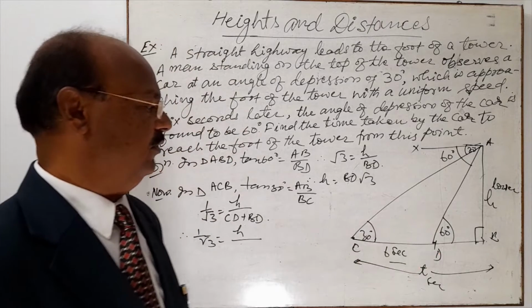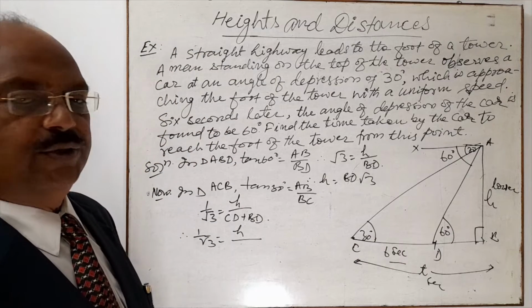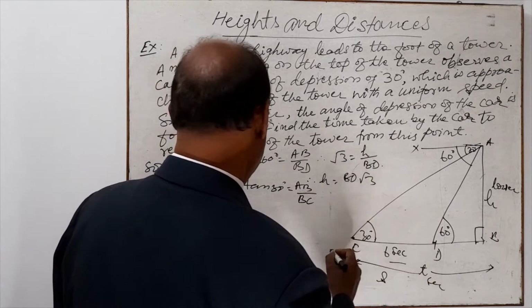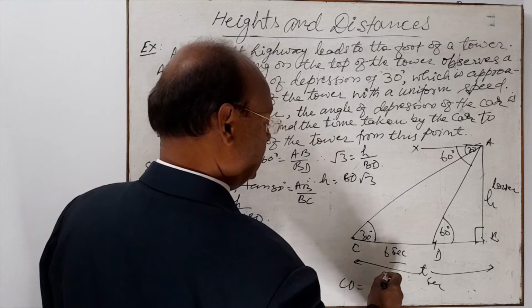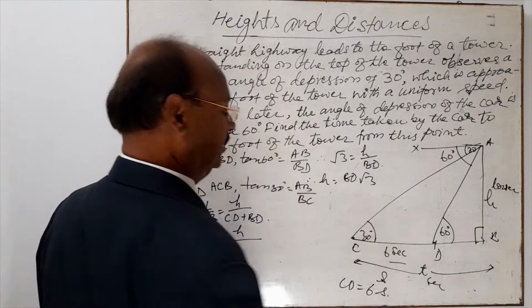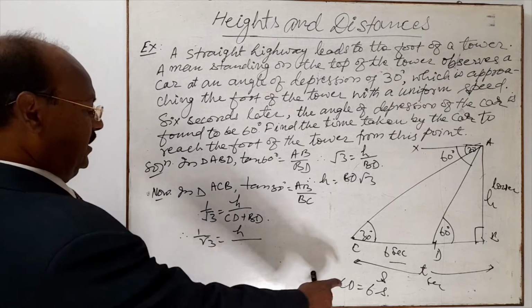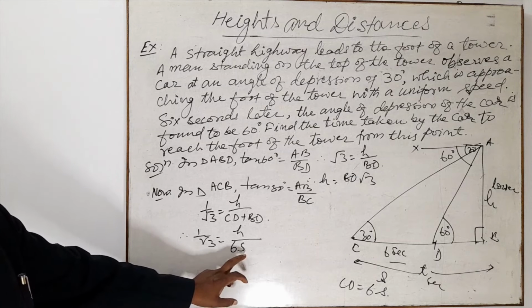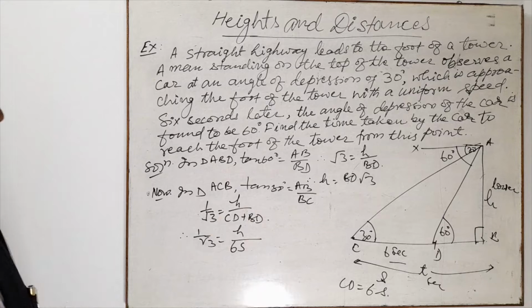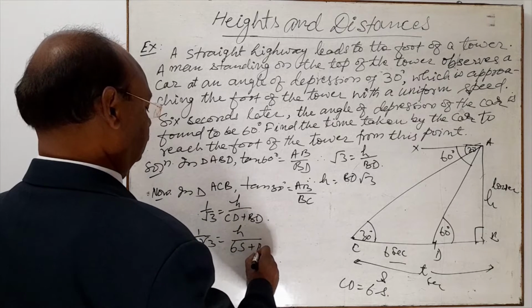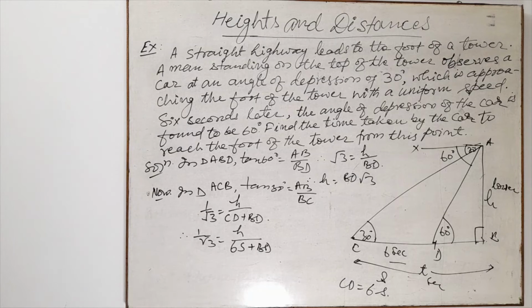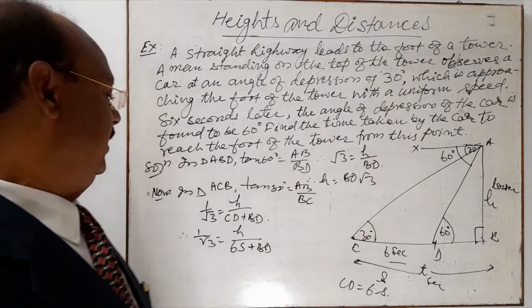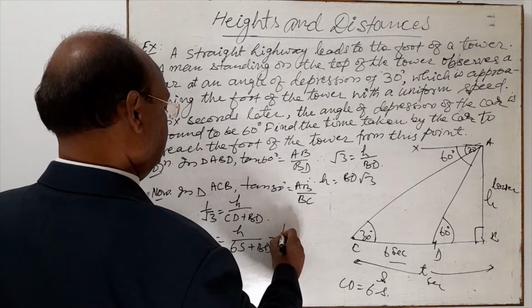Now this distance CD can be measured with the formula distance is equal to speed into time. So if we take uniform speed as s, then distance CD is speed into time, meaning 6s. So let us write 6s. CD is equal to 6s, where s is the uniform speed. That is not mentioned in this question. Plus BD, correct? And H is equal to how much? BD root 3.